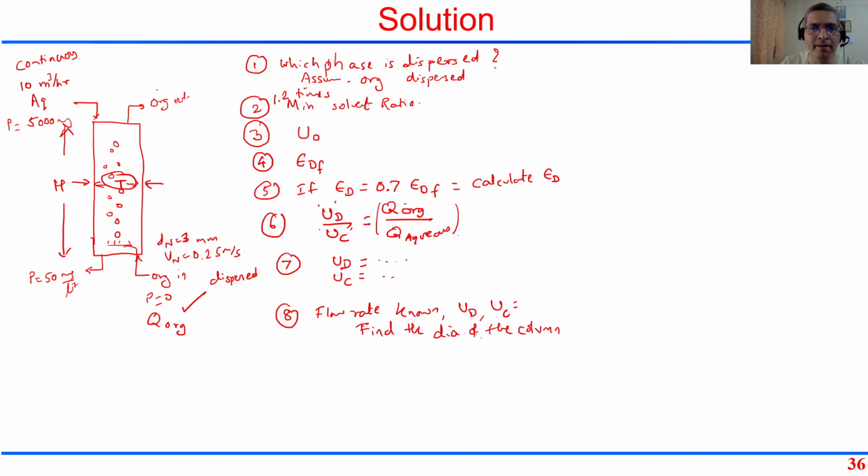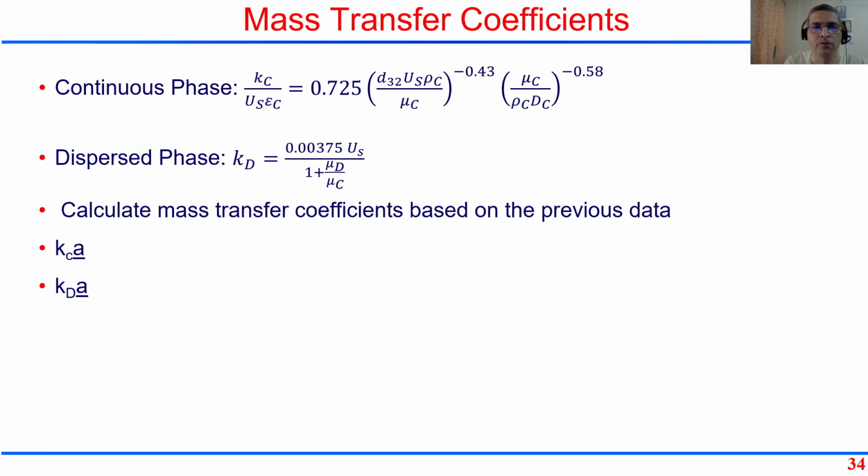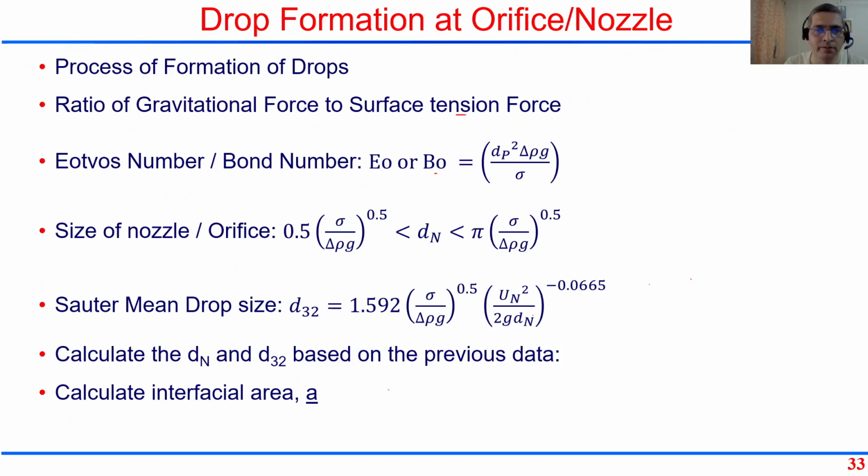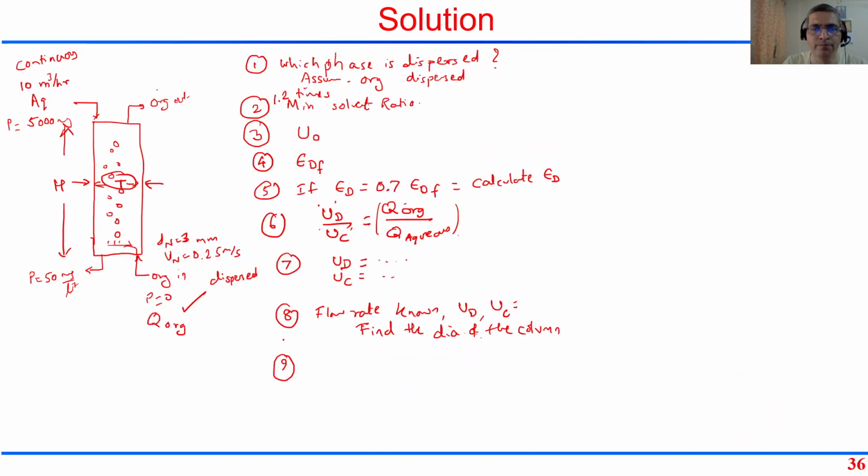Now to find the height is straightforward. We had done that last time. All the properties I know, all the velocities I know, so we can calculate this d32. Hold up we know, so we can calculate d32. Once you calculate d32, you can calculate interfacial area, 6 times hold up divided by d32.